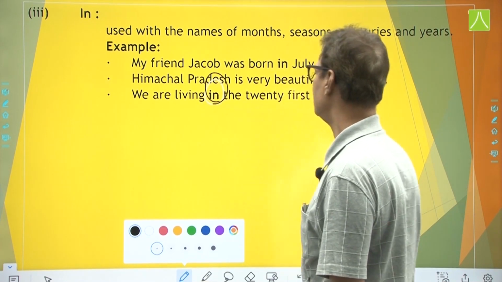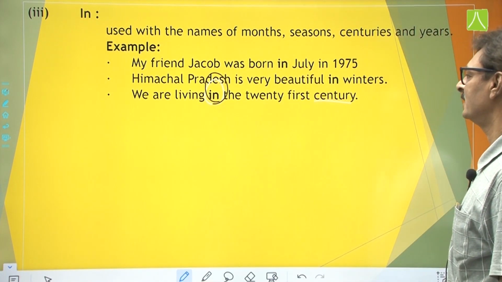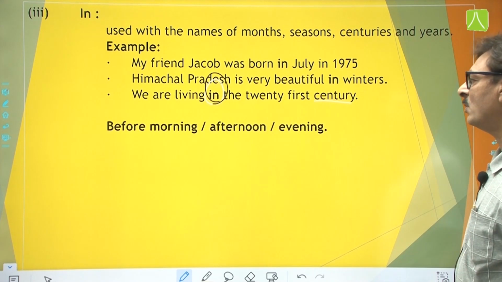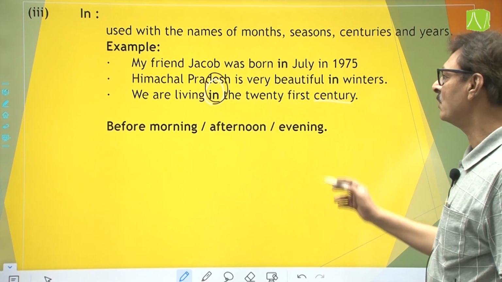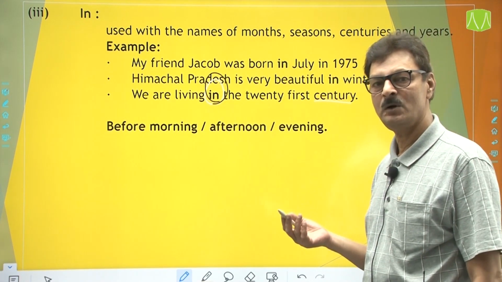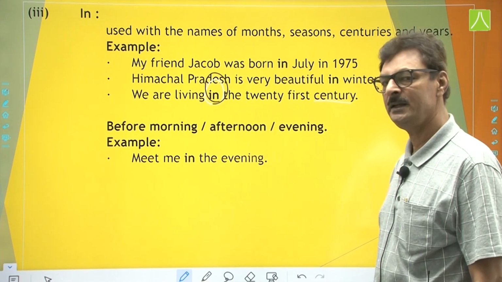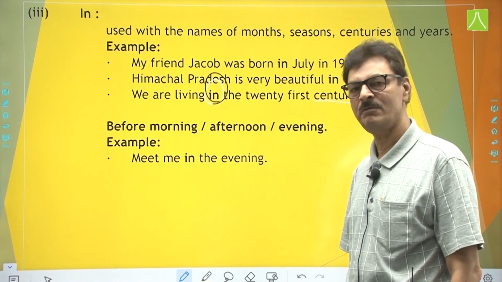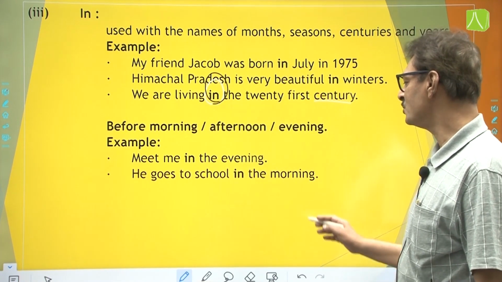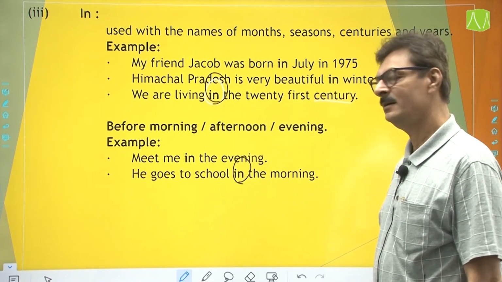Using the preposition in over here. Next, before morning, afternoon and evening, we always use in. In the morning, in the afternoon, in the evening and so on. Meet me in the evening. We'll have lots of fun. He goes to school in the morning.